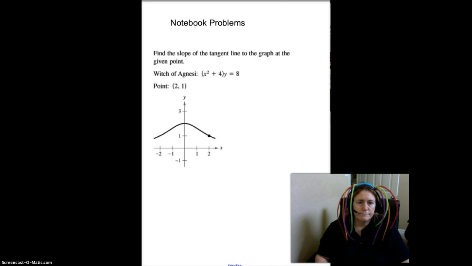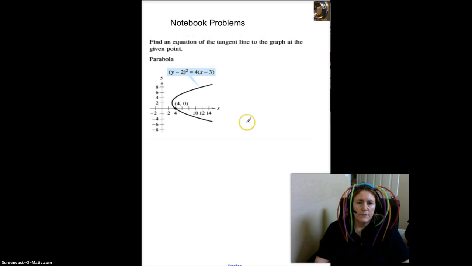All right, your turn. See if you can find the equation of this line at that point.